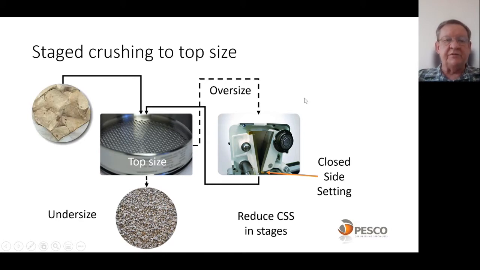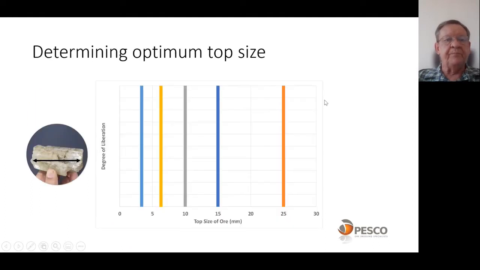We use stage crushing. Remember, we're crushing in the laboratory. So we have our drill core. We select a screen which has our top size. We put the drill core on there and remove the undersize. The oversize from the screen goes to the little laboratory jaw crusher. We adjust the close side setting. We take the product from the jaw crusher back onto the screen, screen out the undersize. The oversize goes back to the jaw crusher, and we reduce the close side setting in stages until all the sample goes through the screen. And then the undersize is our sample for the test work.